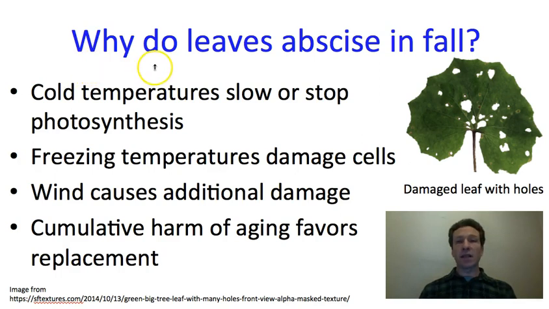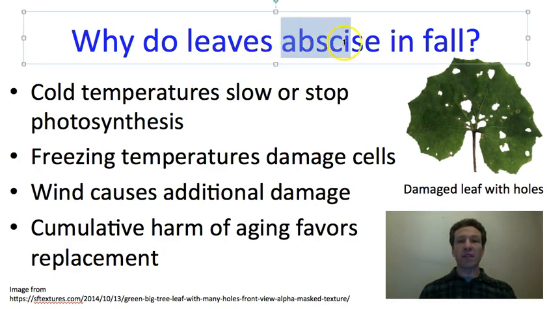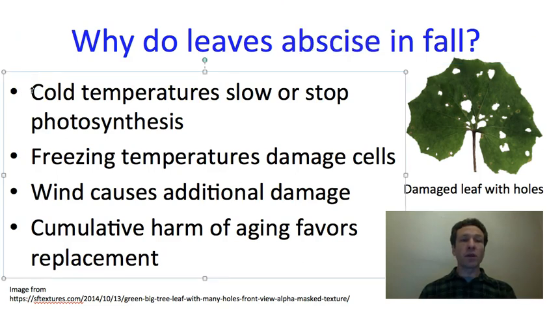Leaves, at least in South Carolina and points north, typically abscise in the fall. So why is this? Let's start by specifying abscise is just a fancy word for falling off. So this process happens in the fall, and this is when cold temperatures become increasingly normal and temperatures drop towards freezing. So this is important for leaves because cold temperatures slow or stop the process of photosynthesis.